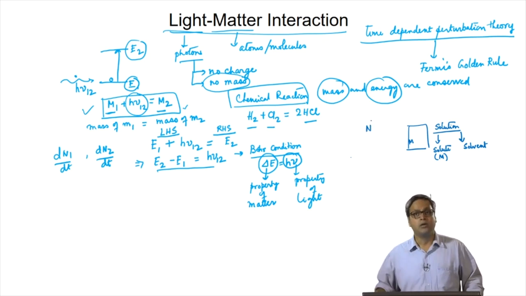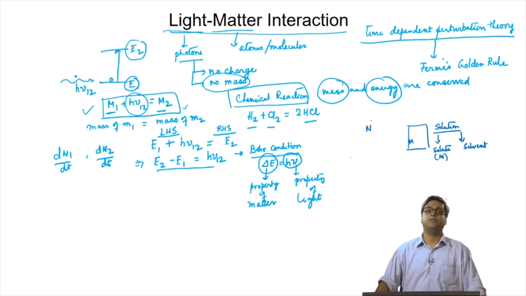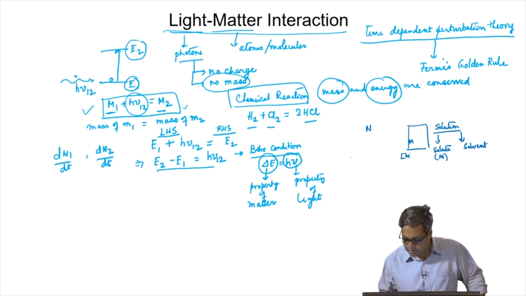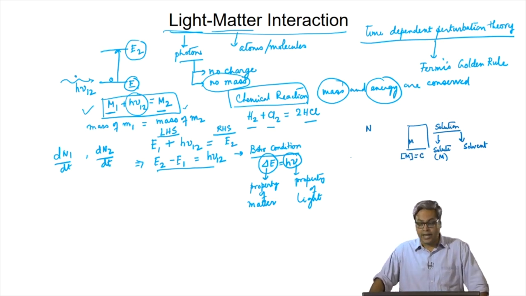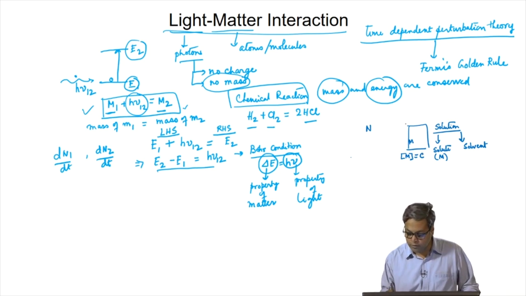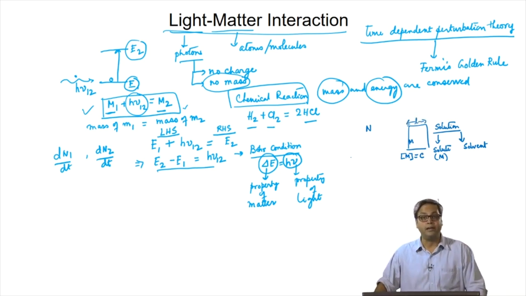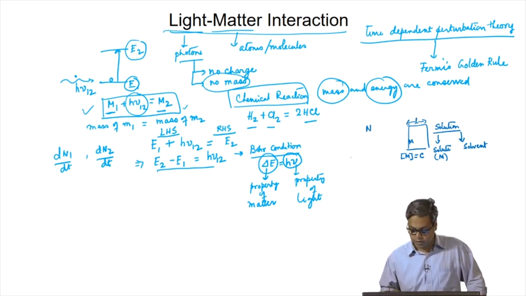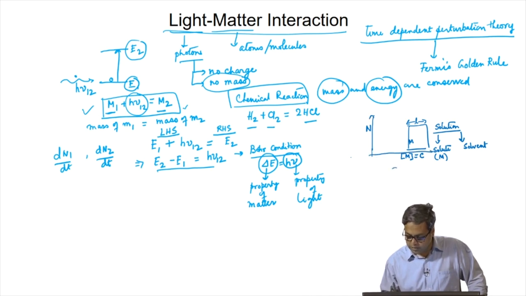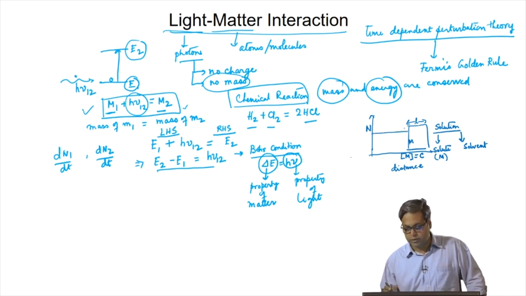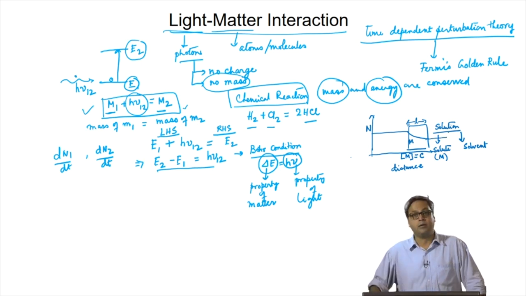Let N be the number of photons per unit volume at a particular wavelength passing through the solution. The concentration of the light absorbing species, that is the concentration of M, is C. As light passes through the solution of length L, the value of N changes continuously. In other words, if we plot N on the y axis and the distance traveled by light on the x axis, before the light enters the sample, the value of N does not change. But as light enters the sample, the value of N changes continuously, and again the value of N does not change when the light comes out of the sample.